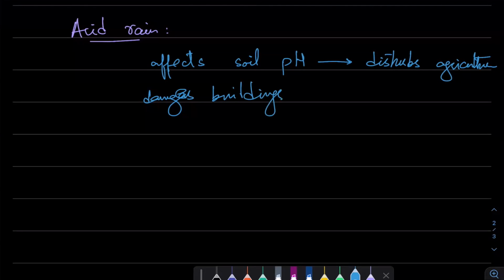So damages buildings, especially the ones that are made of calcium carbonate, because calcium carbonate, which is a major part of marble, it is basic, and acid rain will react with it and eat it out. तो उसकी वजह से वो खराब हो जाते हैं. Similarly, acid rain can create skin issues. ठीक है, skin issues create करता है because acidic rain, when our body is exposed to it, so it's not good for the skin. So these are some impacts, and it also reduces pH of water bodies.